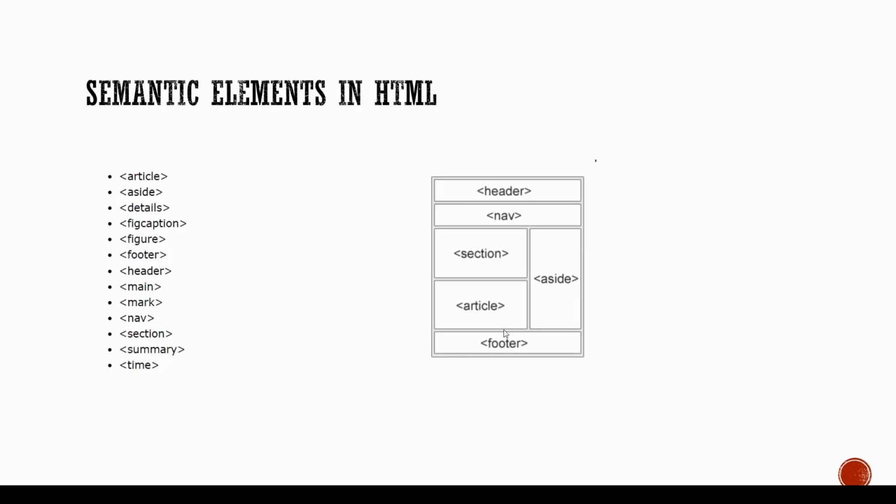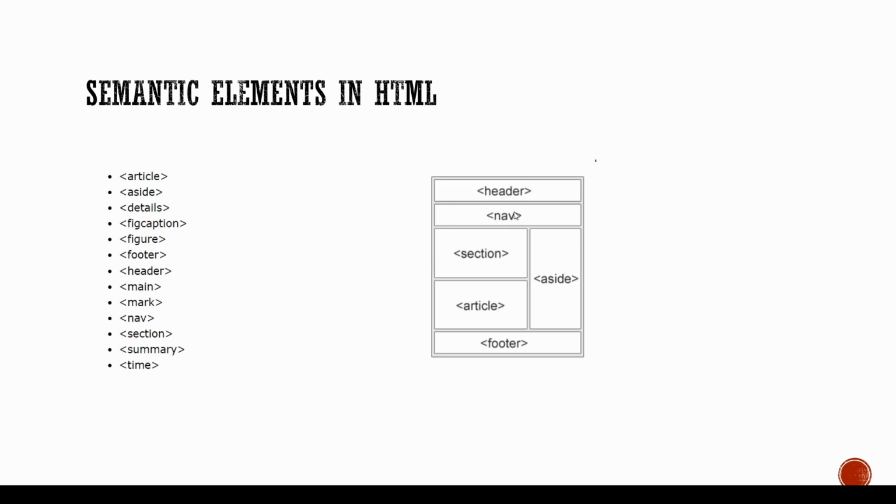Now let's look at some of the semantic elements in HTML. Article, aside, details, figcaption, figure, footer, header, main, mark, nav, section, summary, and time. Now, here you can see a skeleton of a website. First, we have the header, then we have nav, then we have some section and article, and beside section and article, we may have an aside, and lastly, we have footer.